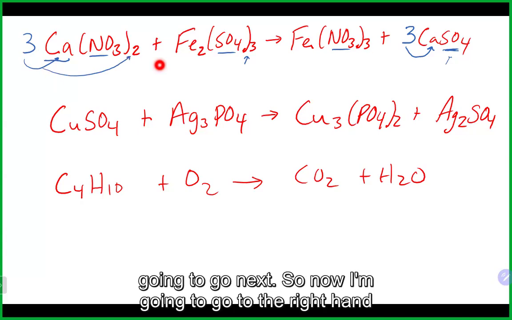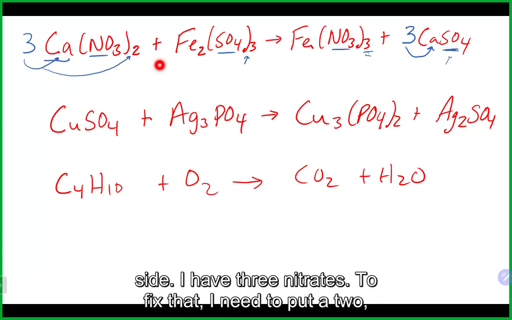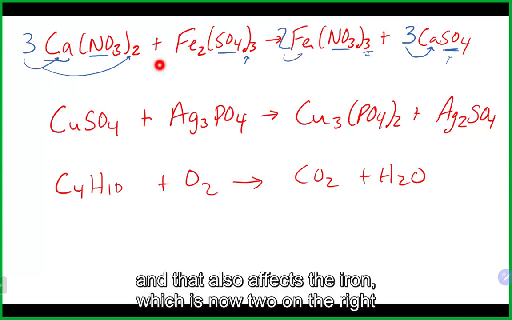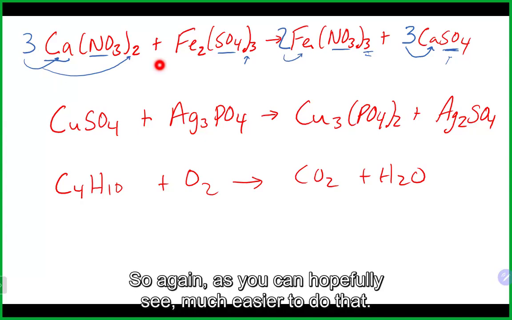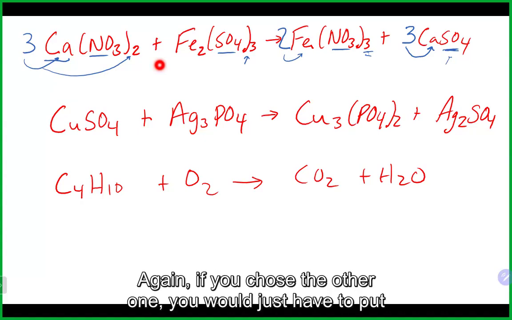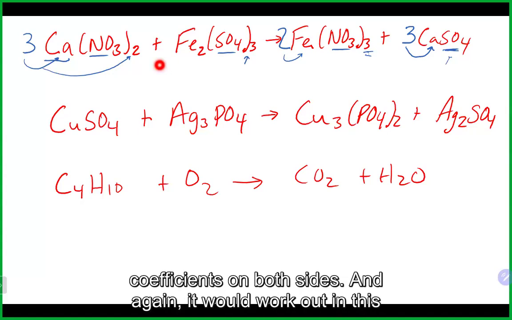So now I'm going to go to the right-hand side. I have 3 nitrates. To fix that, I need to put a 2. That also affects the iron, which is now 2 on the right and 2 on the left. And we're balanced at that point. So again, as you can hopefully see, it's much easier to do that. Again, if you chose the other one, you would just have to put coefficients on both sides, and it would work out in this case.